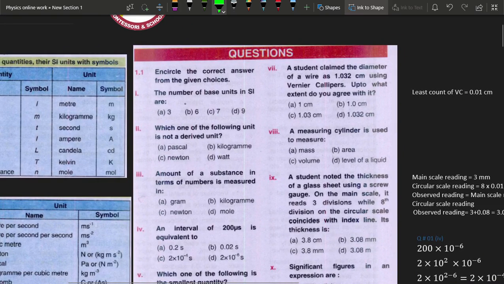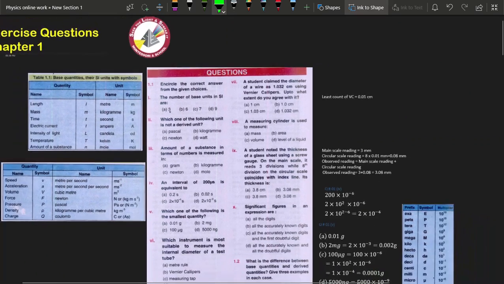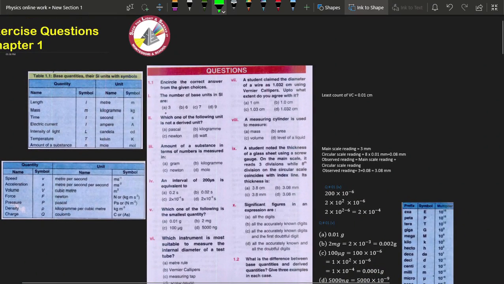The first question is: the number of base units in SI are. So we know that base units, how many base units are there? There are 7 base quantities, so base units will also be 7. So the correct answer is 7.